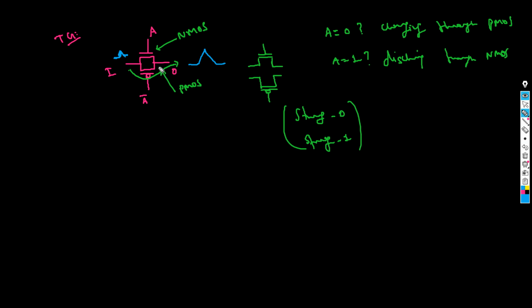That is why we try to avoid transmission gates in our cell designs, but there are some places we still use it, and we will actually know how to manage it.